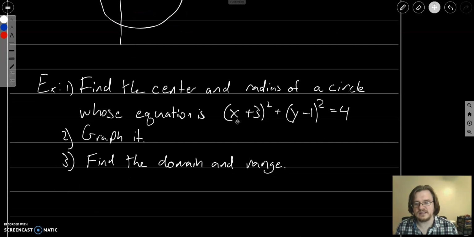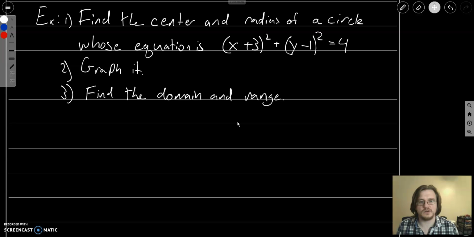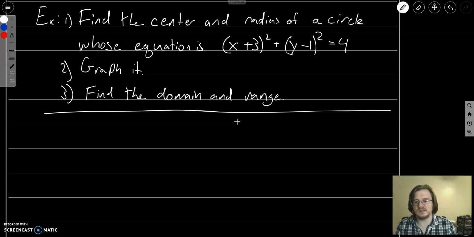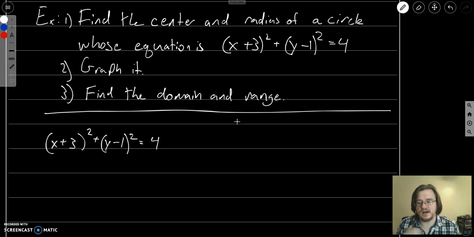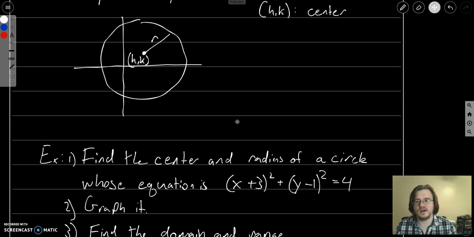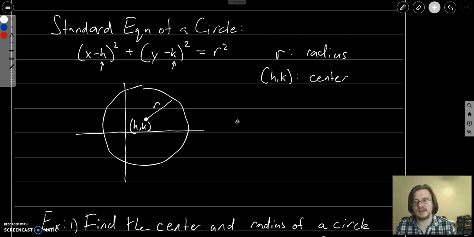So let's take an equation and learn about the circle it represents. Let's find the center and radius of the circle whose equation is (x + 3)² + (y - 1)² = 4. Well, right away, if we write this down, we can begin to identify some of the radius and the center. So in the standard equation for the circle, we want x minus something.